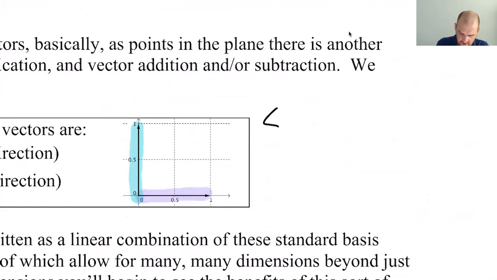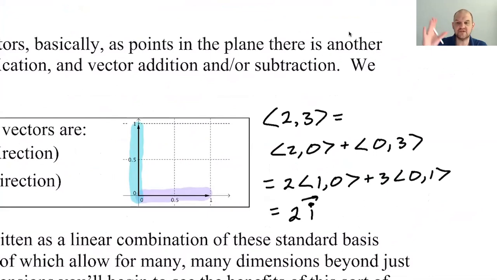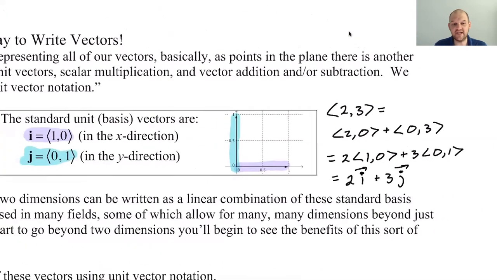For example, if I had 2, 3, I could say that's actually 2, 0 plus 0, 3, which is 2 times 1, 0 plus 3 times 0, 1, which is, according to what we just said, 2i, not the imaginary i. So you don't want it to be italicized or cursive, just a straight up normal printed i, and 3j. So that's a lot of work. I mean, anybody would just look at 2, 3 and be like, oh, it's 2i plus 3j.